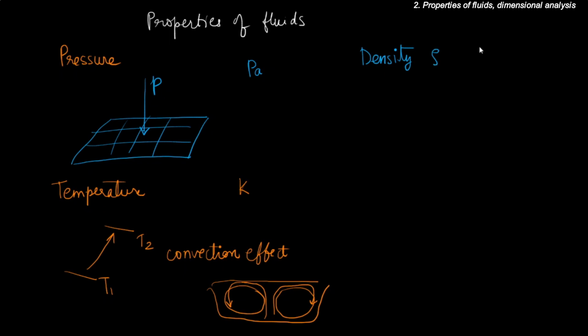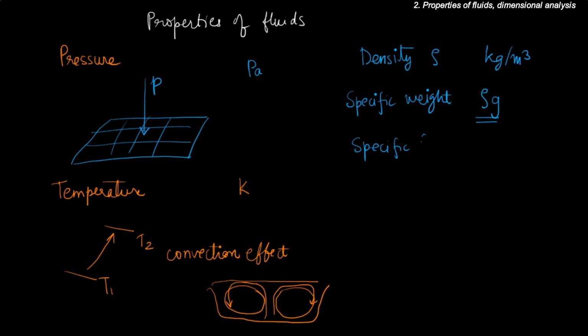Density is an important property of a fluid and the unit is kg per meter cubed. Another useful way of specifying density is the specific weight, which is the combination of rho times g. This combination is quite prevalent for the case of statics, for analyzing statics.